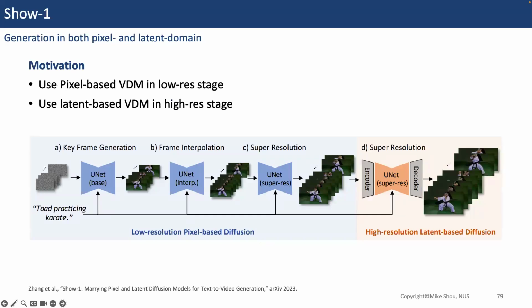So here is what we have introduced in Show-1. We use a pixel-based video diffusion model for low resolution video generation, and we further use a latent-based video diffusion model to upsample the generated low resolution videos. In the keyframe generation, frame interpolation and the first super resolution, we use pixel diffusion models because they work at a low resolution where memory usage is manageable. But for the final super resolution, using a pixel-based model would lead to out of memory problems, so we switch to the latent-based diffusion model. This hybrid approach combines the strengths of both pixel and latent models to achieve high-quality video generation.